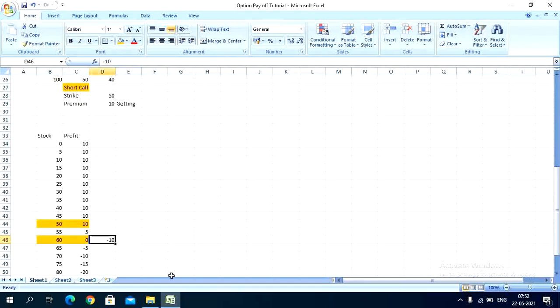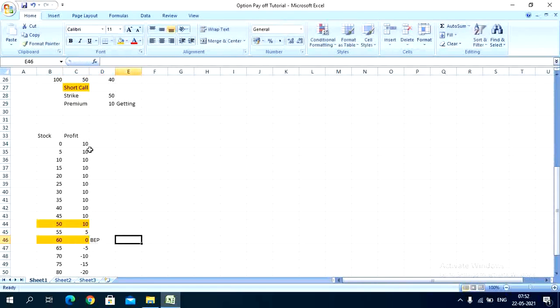But as I have said, in a short call you are getting the premium. How much is the premium amount? It is equal to plus 10. So plus 10 minus 10 would be equal to 0. So this point will be called your break-even point in case of the short call. In the short call, this will be your break-even point.